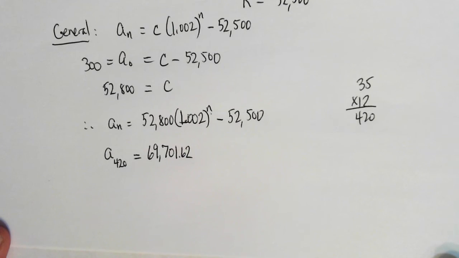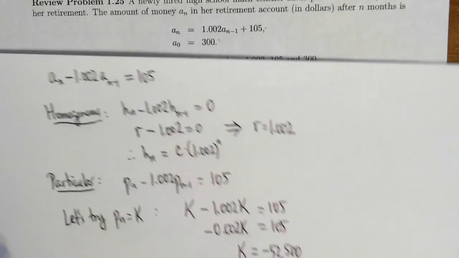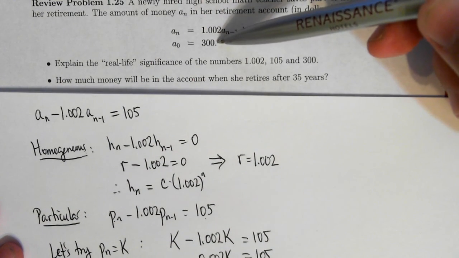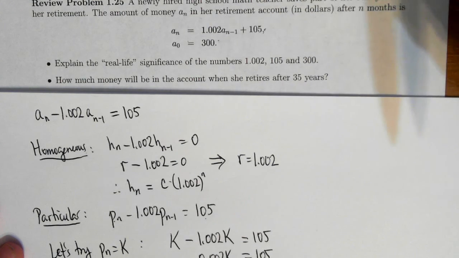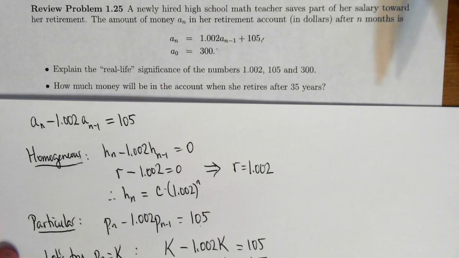Now this is a good problem for real life. So I made up these numbers in this problem, but by changing the amount of money at the start, by changing the amount of money that gets saved every month, and by changing the interest rate, this is something that you can do for yourself for predicting how big your nest egg will be when you retire.